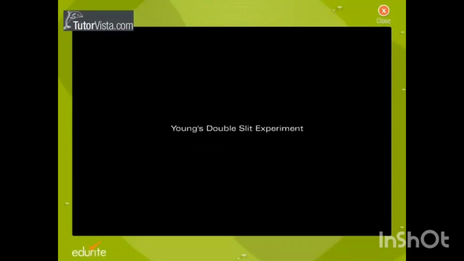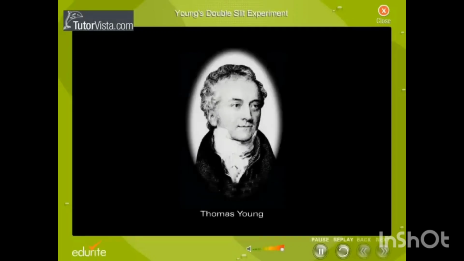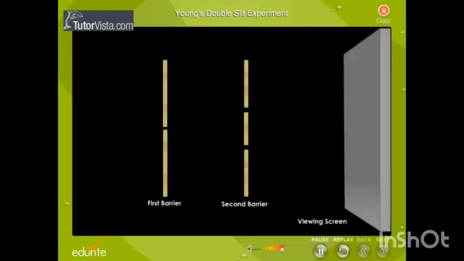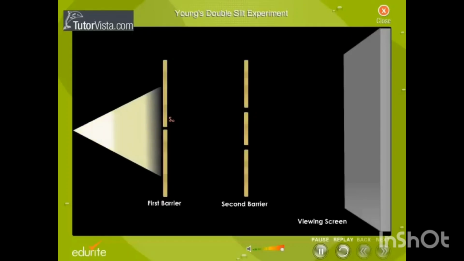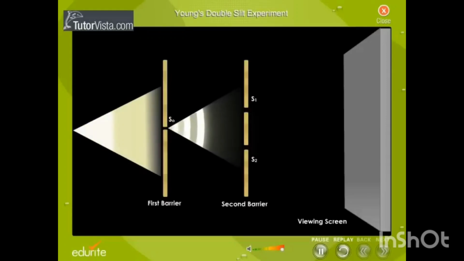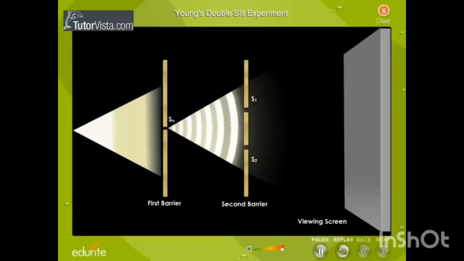Young's double-slit experiment. Interference in light waves from two sources was first demonstrated by Thomas Young in 1801. A schematic diagram of the experimental setup is shown here. Light was made to pass through a slit S0. The waves emerging from this slit were made to pass through two parallel slits S1 and S2.